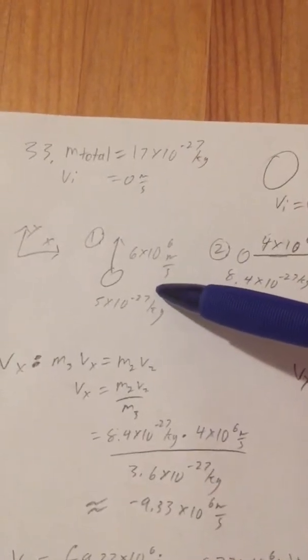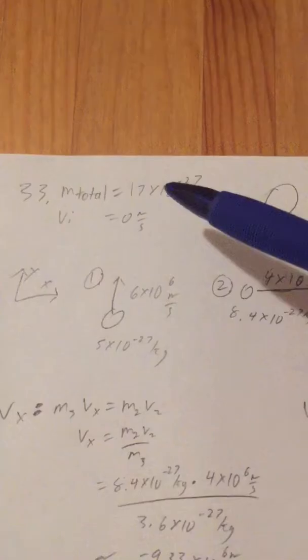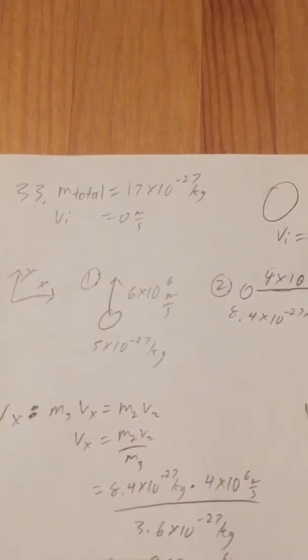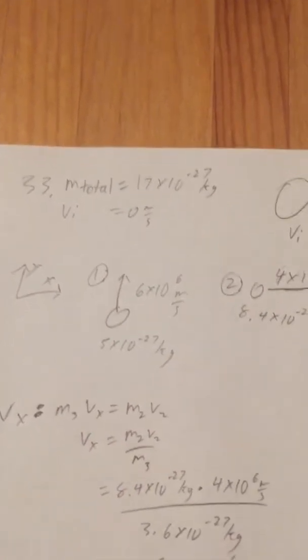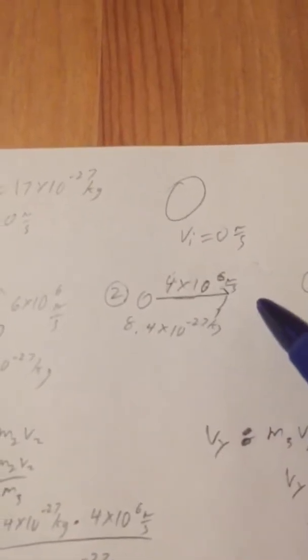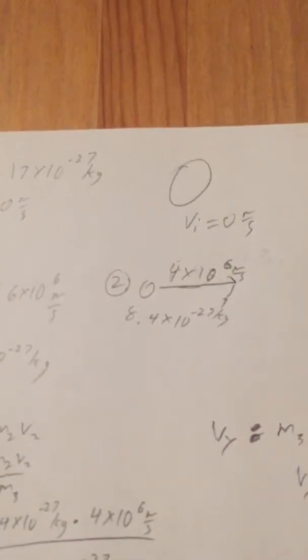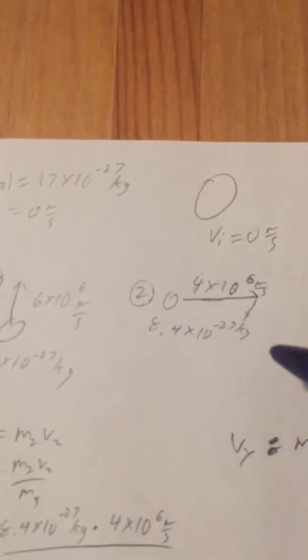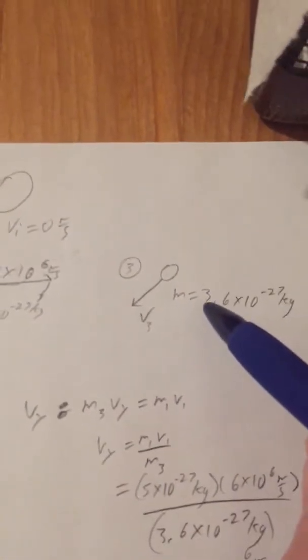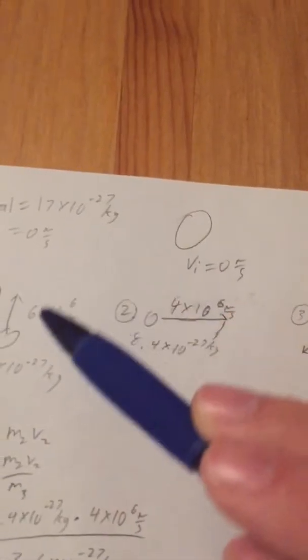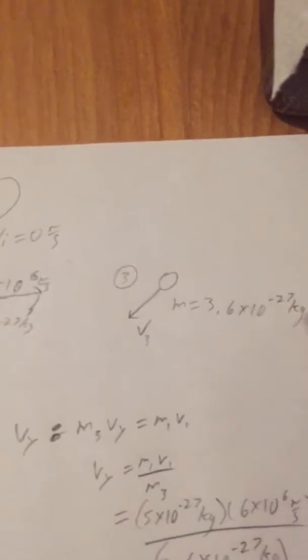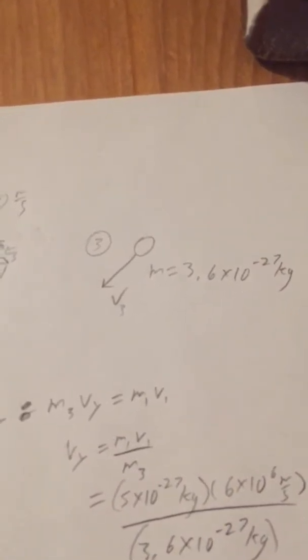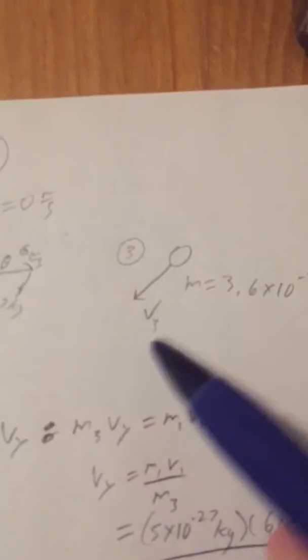One goes 5 times 10 to the negative 27 kilograms goes 6 times 10 to the 6th meters per second as a velocity solely in the y direction, while the second one goes 4 times 10 to the 6th meters per second in the x direction, and it has a mass of 8.4 times 10 to the negative 27 kilograms. Now the third one, we know its mass is, of course, the original mass minus the other two masses, so we get 3.6 times 10 to the negative 27 kilograms, but we do not know what velocity it has.